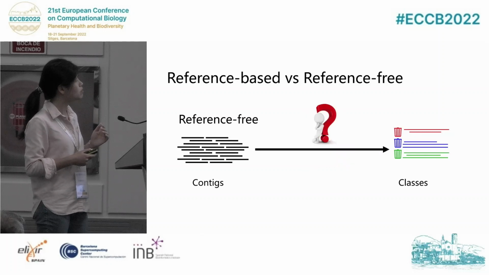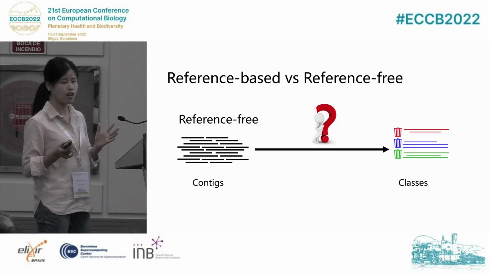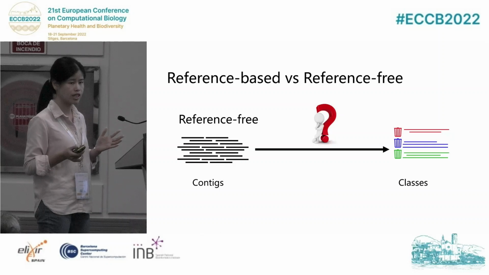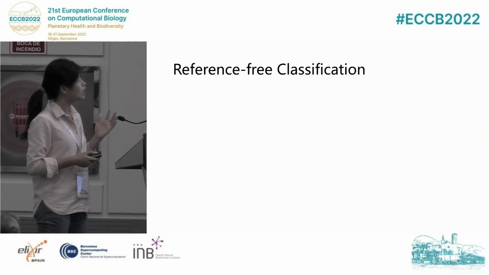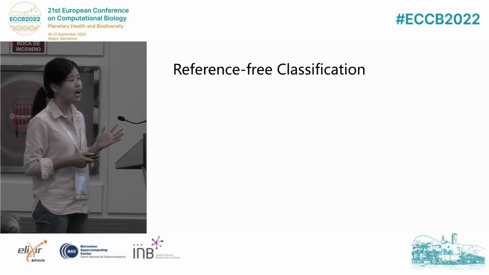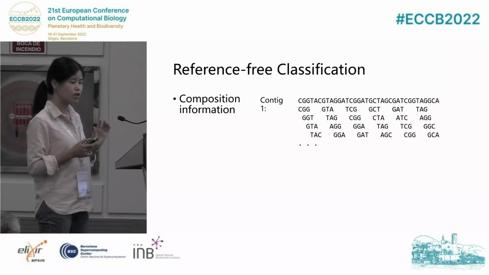So recently, several reference-free classifiers have come out. Given a contig, without using a reference database, how can we know which genome this contig came from? Before I introduce the reference-free classifiers, I would like to introduce what the composition information of a contig is. Given a contig, the composition information means the frequency of different k-mers in this contig.